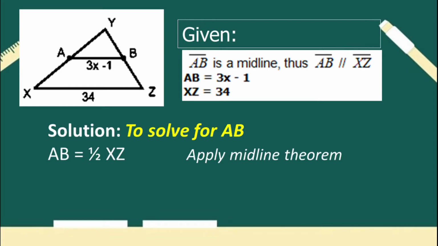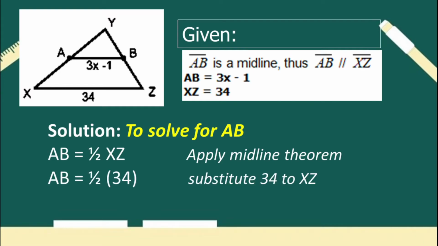So solving for AB, we know that AB is half the length of XZ. XZ is 34, so we will substitute 34 for XZ. So AB is equivalent to 1/2 times 34. 1/2 of 34 is 17. Therefore, AB is 17 units.